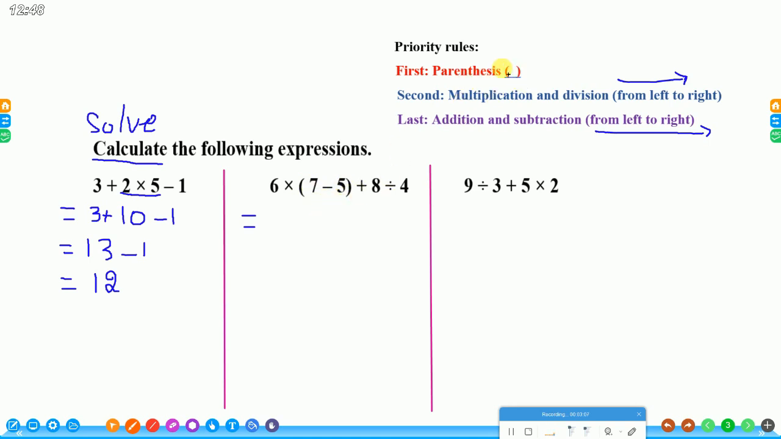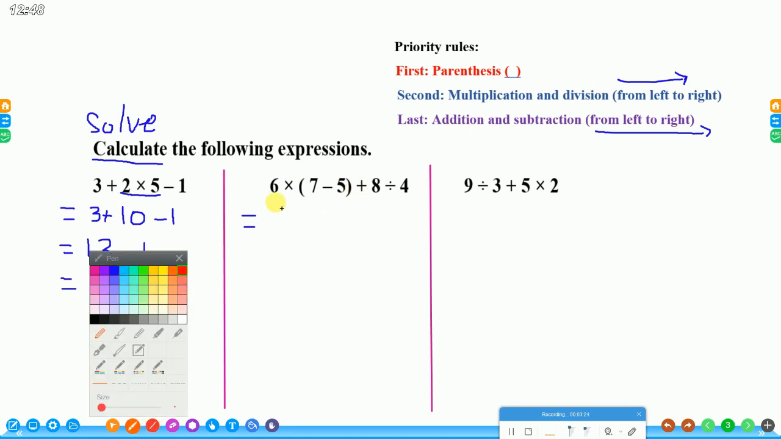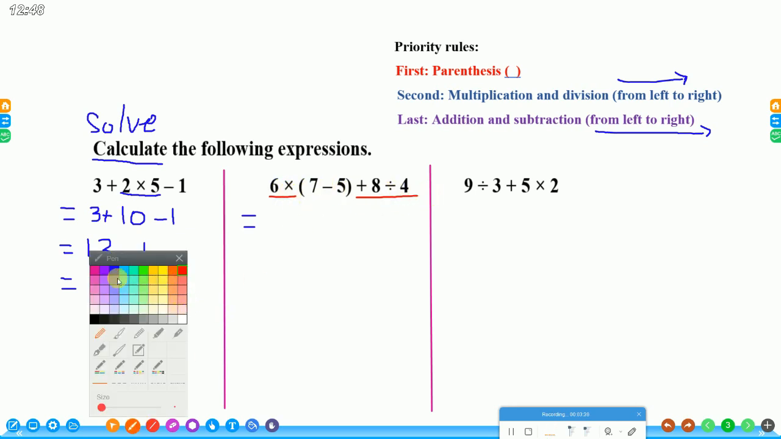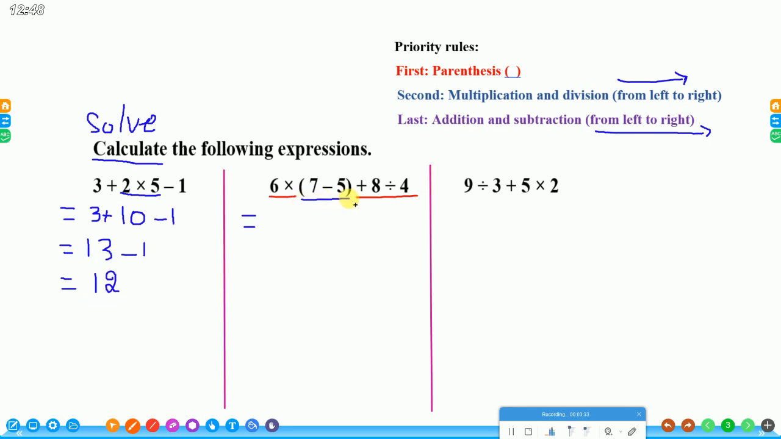But any operation between parentheses, whatever the operation is, addition, subtraction, multiplication, division, we solve what's inside the parentheses first, always. Now we need to solve what's inside the parentheses. Everything else we need to copy by following the order of their appearance. And we solve what's inside the parentheses.